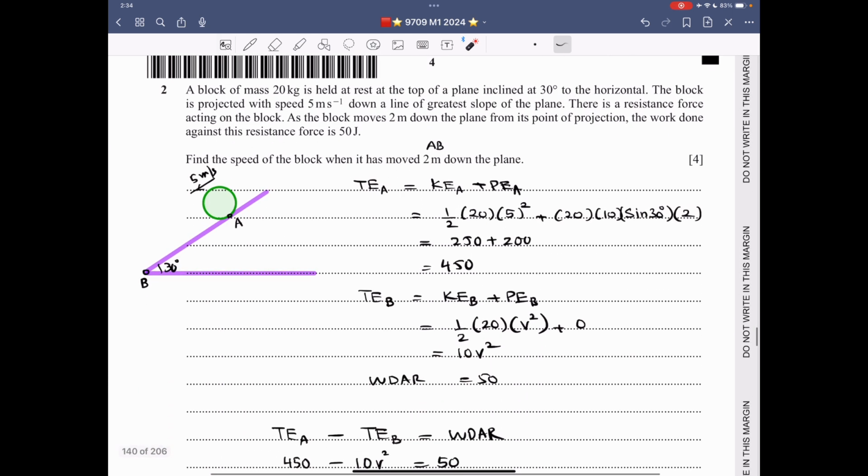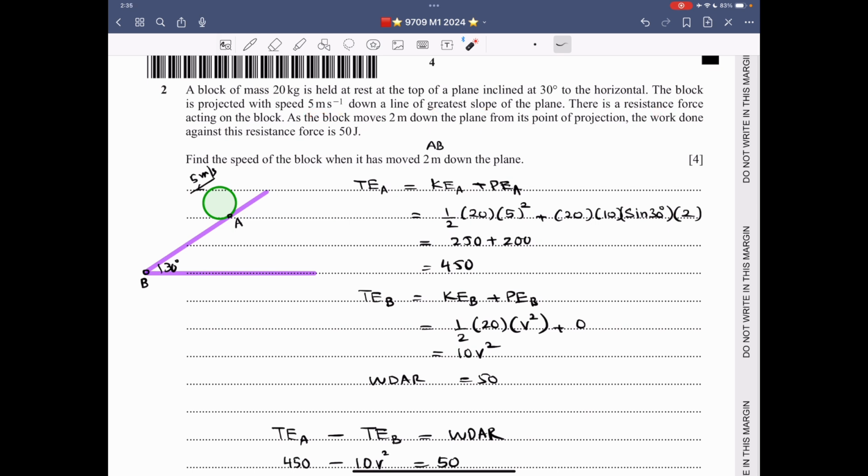Question number 2. A block of mass 20 kg is held at rest at the top of a plane inclined at 30 degrees to the horizontal. So that is the starting point. The block is projected. It's not released from rest. It is projected with a speed of 5 meter per second down the line.